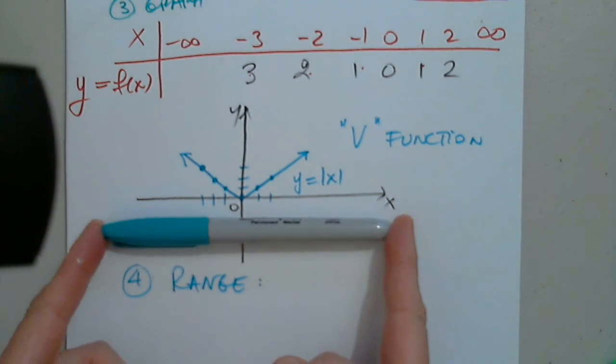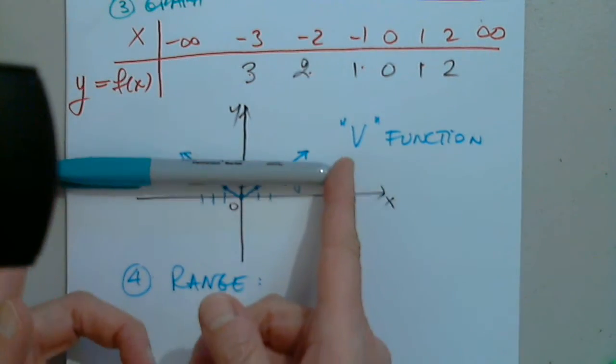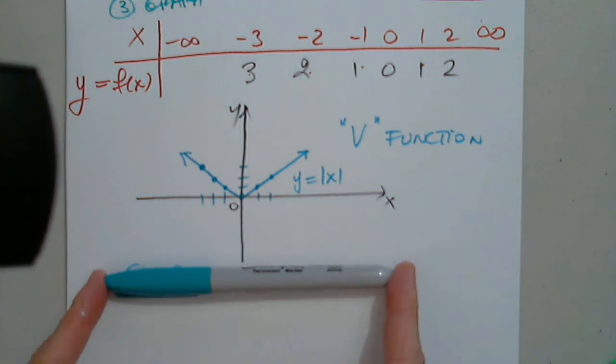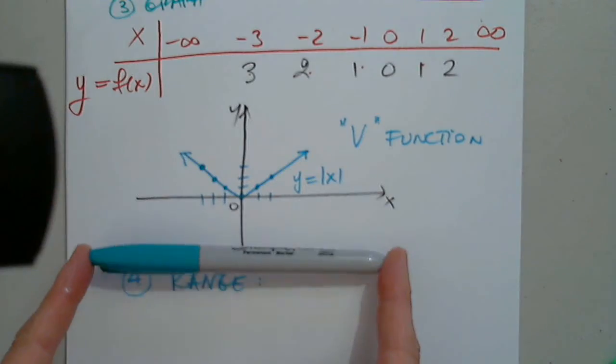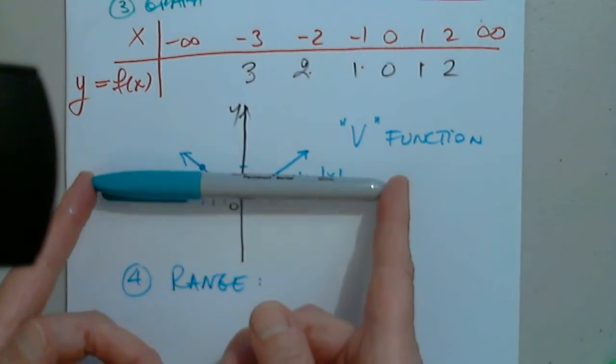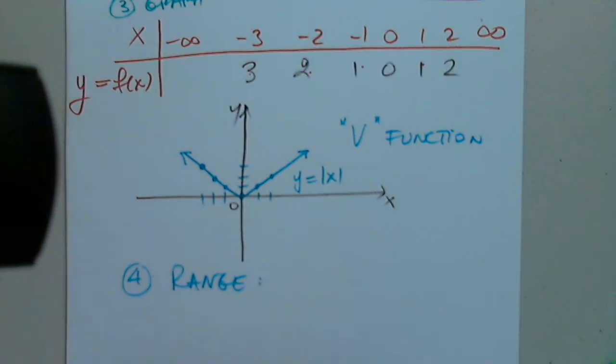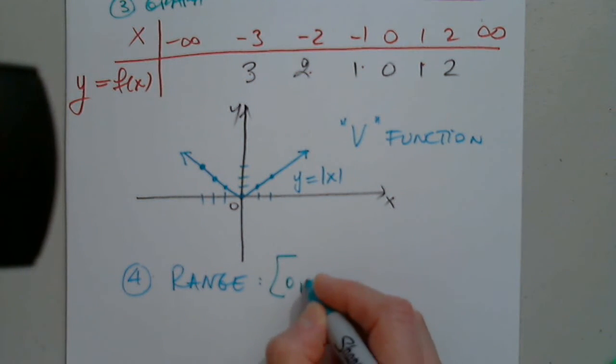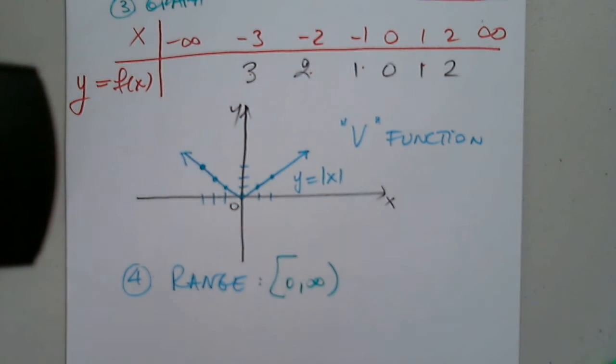Remember how we determine the range. I imagine that I cross this graph with horizontal lines starting from negative infinity. Does it cross? No, no, no, no. At 0? Yes, yes, yes, yes, yes, yes. So the range is indeed 0 to infinity. Good. I would like to move on and look at some word problems now.